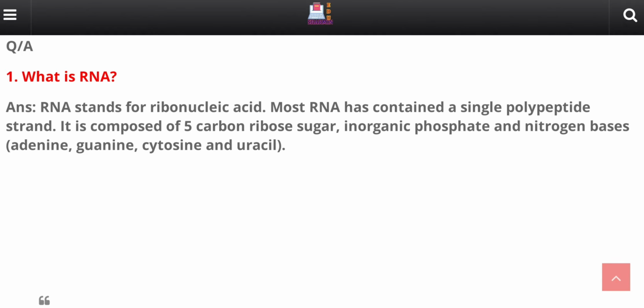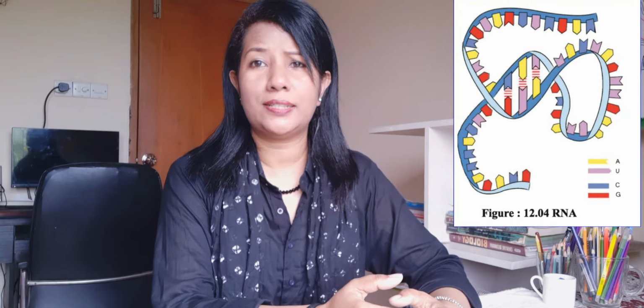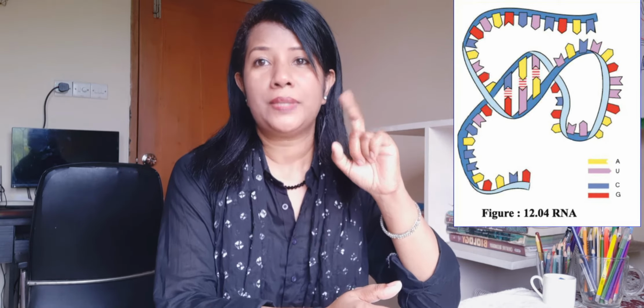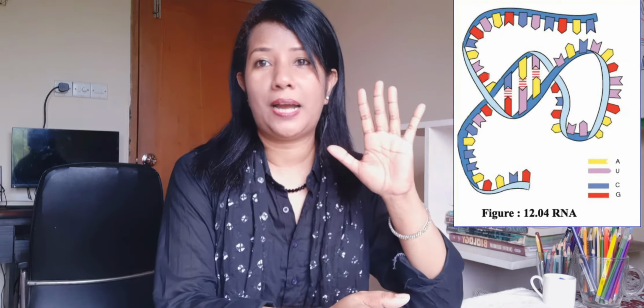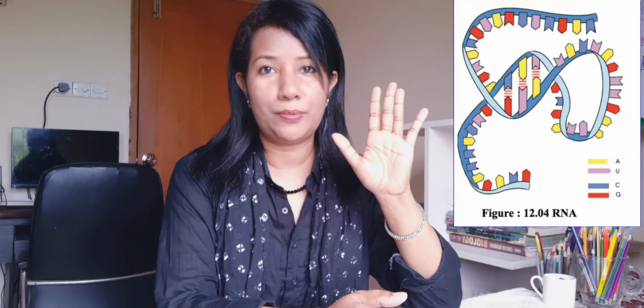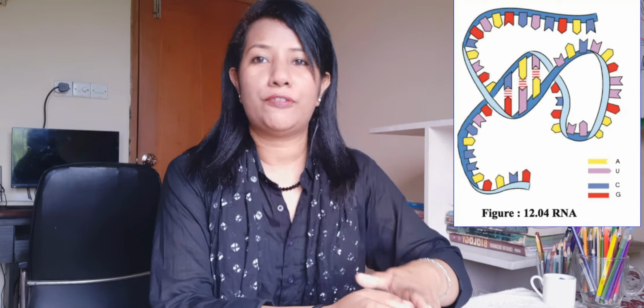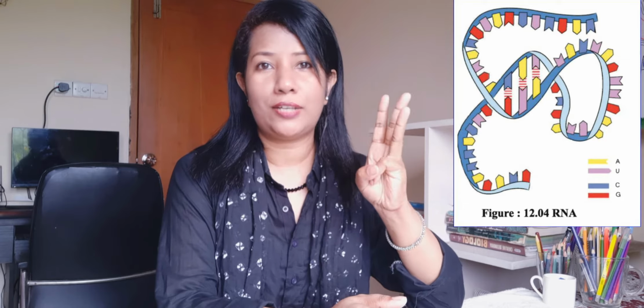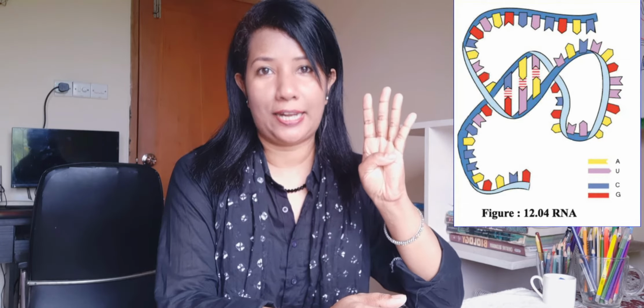Alright, in this video I'm going to give you some questions and answers. It can help you for your final exam. Question number one: what is RNA? RNA stands for ribonucleic acid. Most RNA contains a single polynucleotide strand, and it is composed of a 5-carbon ribose sugar, inorganic phosphate and nitrogen bases. The nitrogen bases are adenine, guanine, cytosine and uracil.